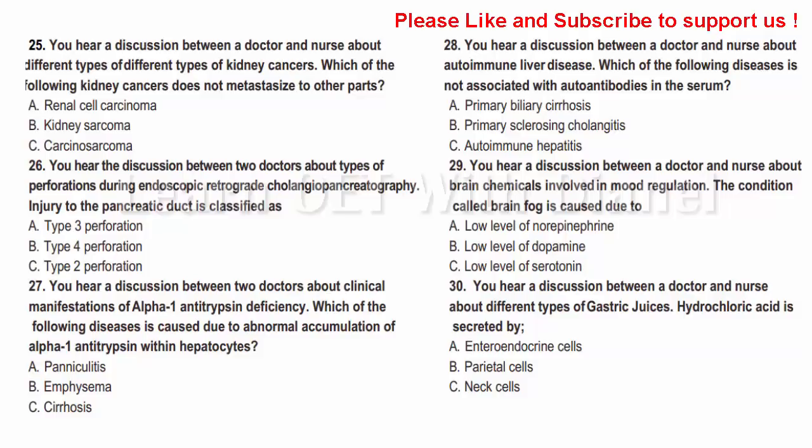Question 30. You hear a discussion about different types of gastric juices. Now read the question.